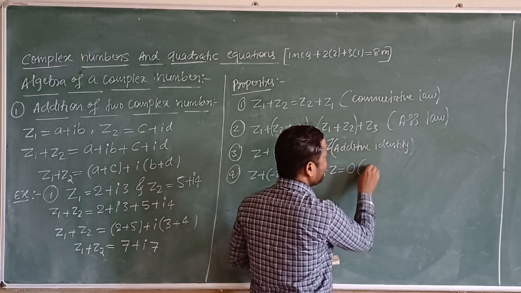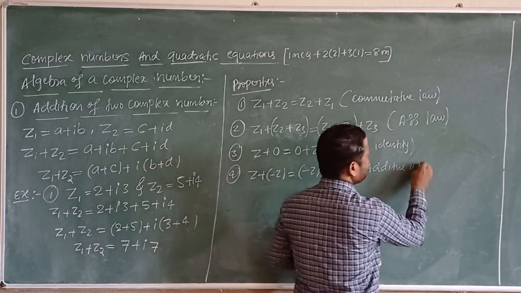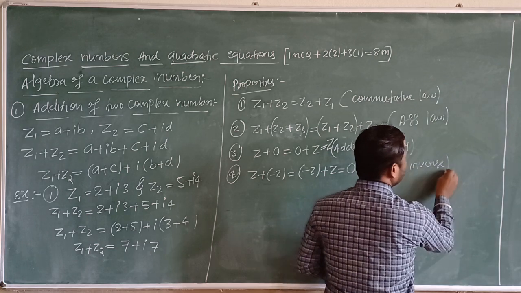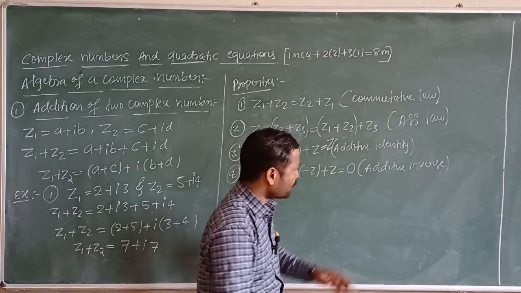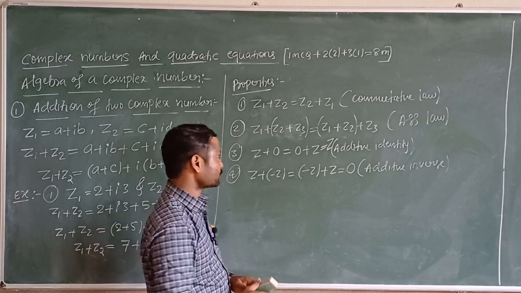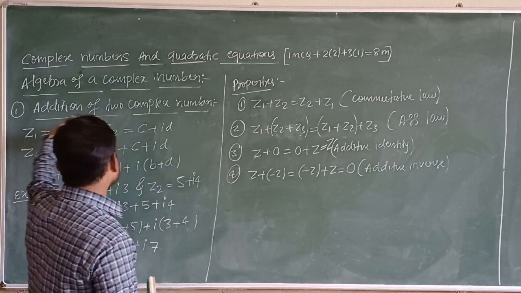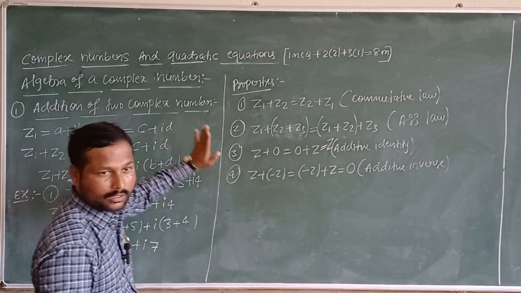This one is said to be which property? That is the additive inverse, the existence of additive inverse, and the existence of additive identity. Okay, these are the properties under addition of two complex numbers.